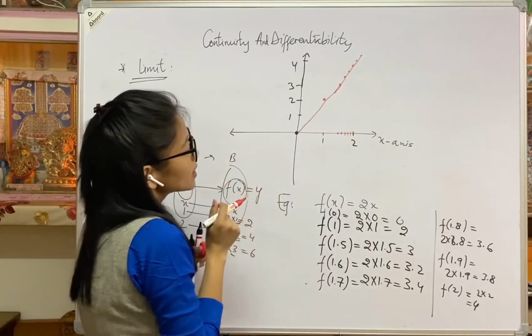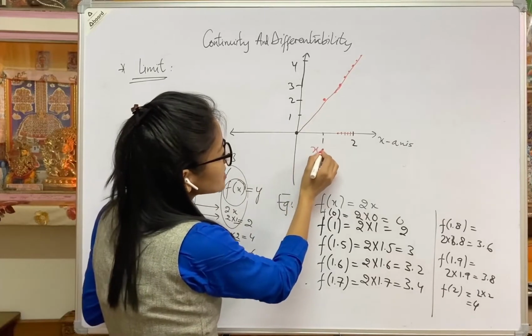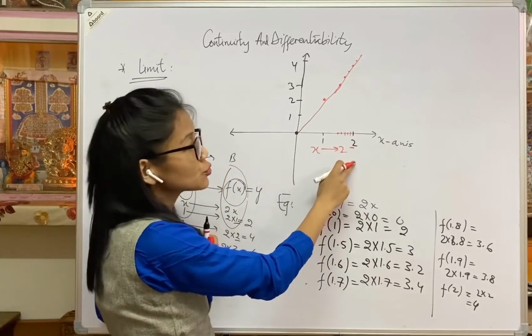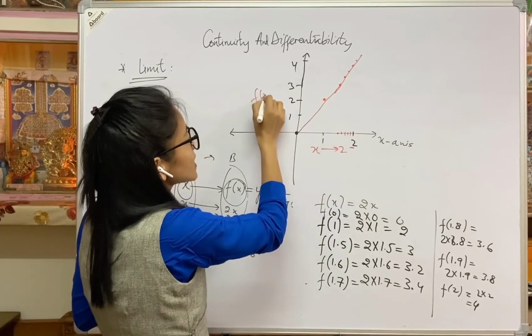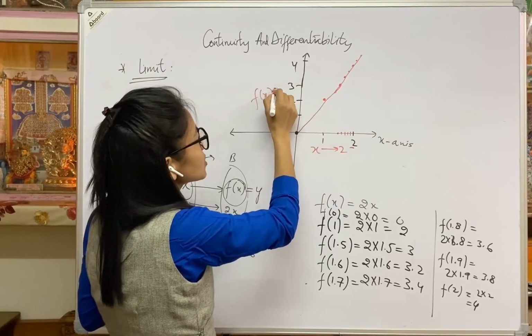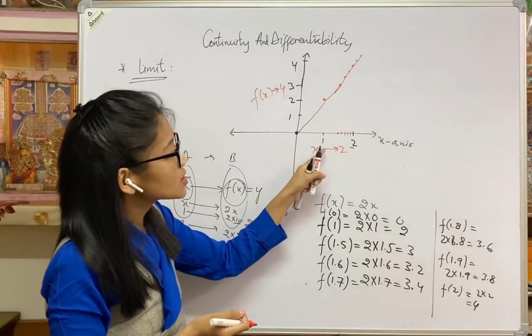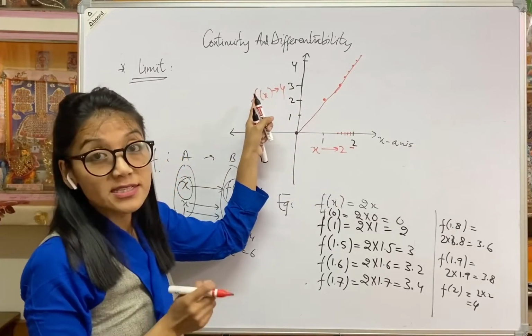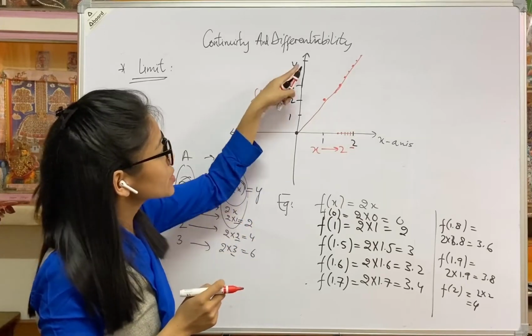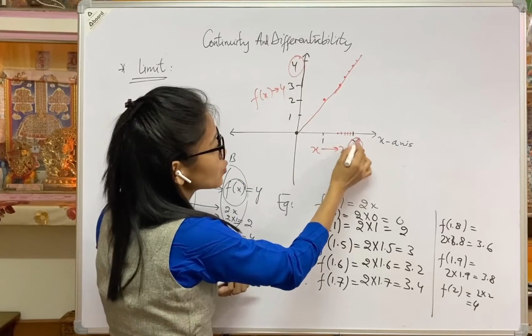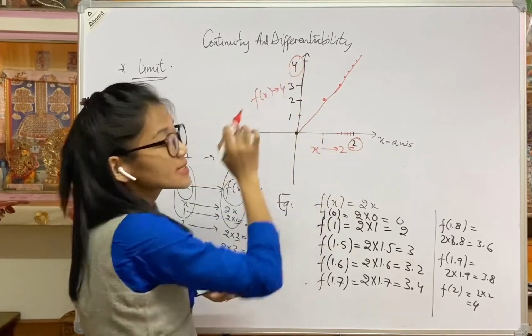Now what you can see is as x is moving closer to 2, you can see that f of x, its image, is moving closer and closer to 4. As x is moving closer to 2, f of x, that is the image of x, is moving closer and closer to 4. Here in this case, it is moving closer to 4.